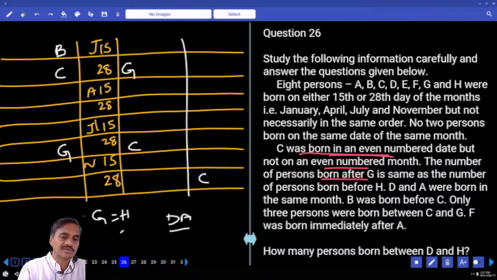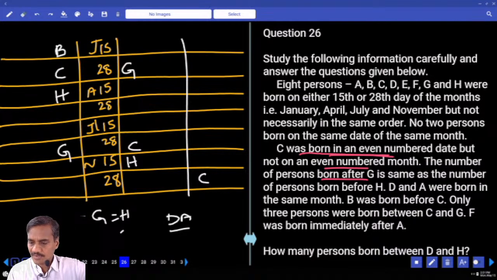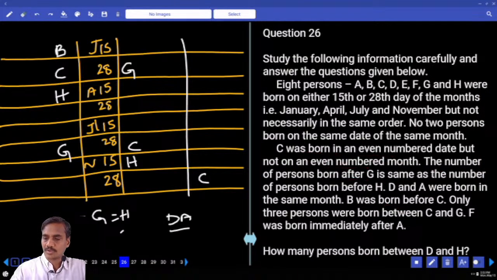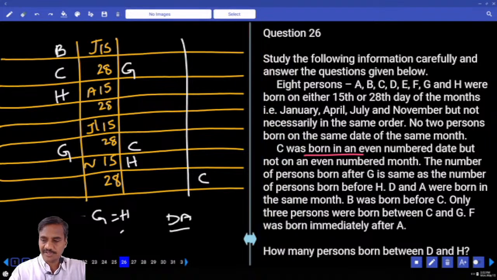Now G and H equal number of persons, and G is third from the bottom, H is third from the top. Now here G is second from the bottom and H will be second from here, isn't it? Then B was born before C, and G and H, and C was born even. Number of persons born after G, same as before H.